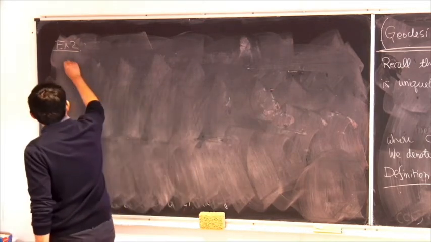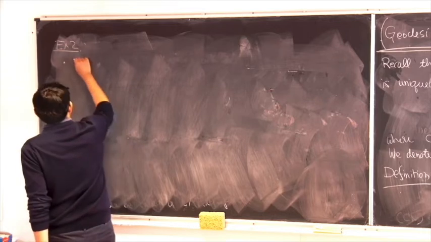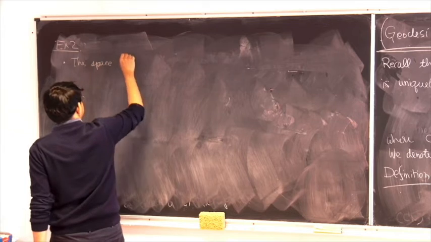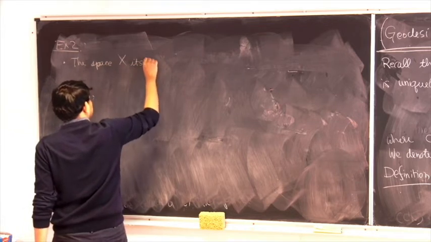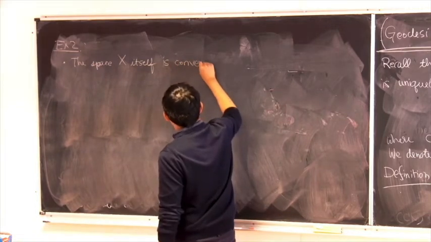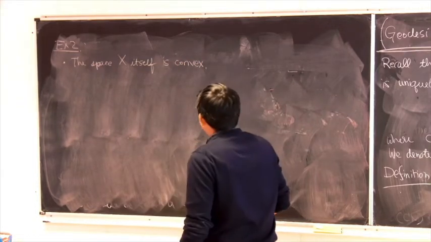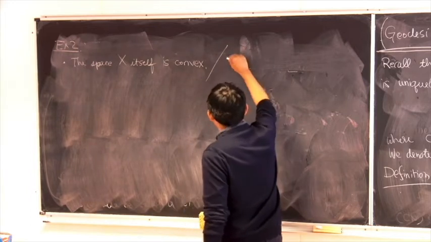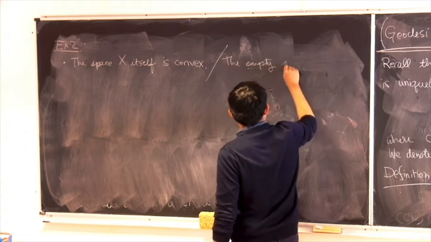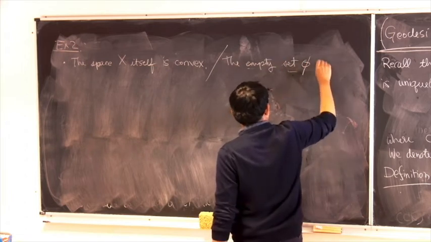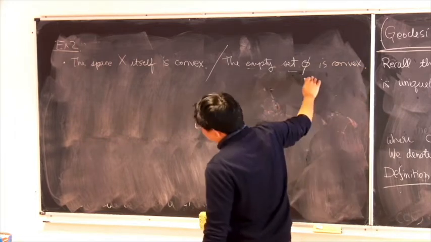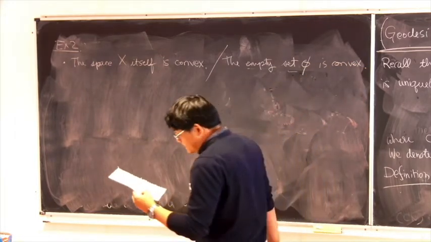So what are the examples? Okay, so the first one is the space X itself, which is convex. And more extremely, the empty set is convex. It's convex, but it's not useful.